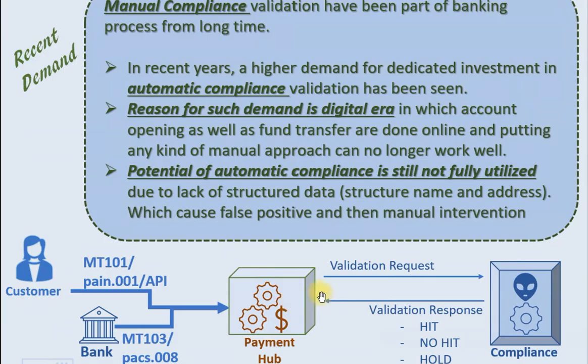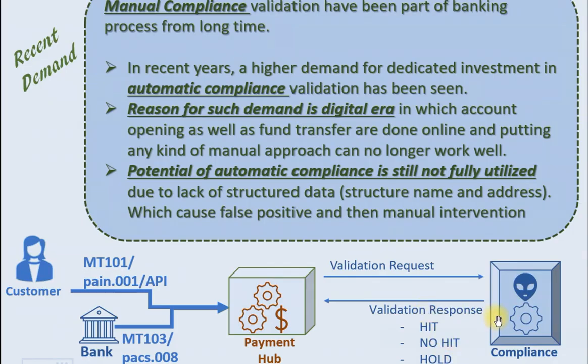Once it is received, it has to be forwarded. The data of the parties, the purpose code or the identification needs to be forwarded to the compliance box, a box which has been given the responsibility to decide which parties have a problem. They provide the response typically in three forms: hit, no hit, hold. These are very common terms used globally, although they can be different terms as per different vendors.